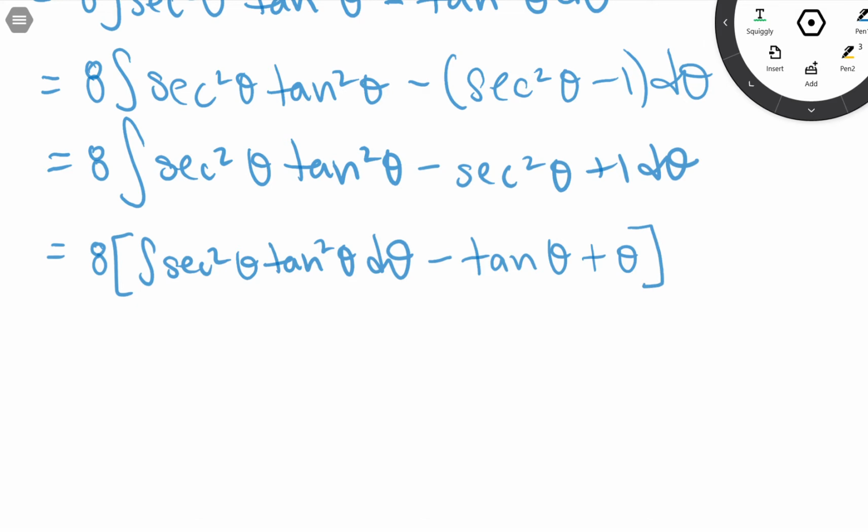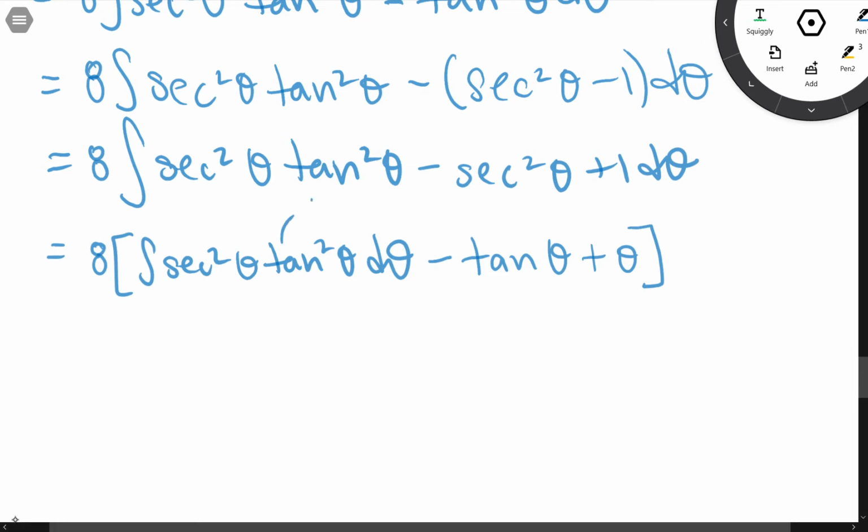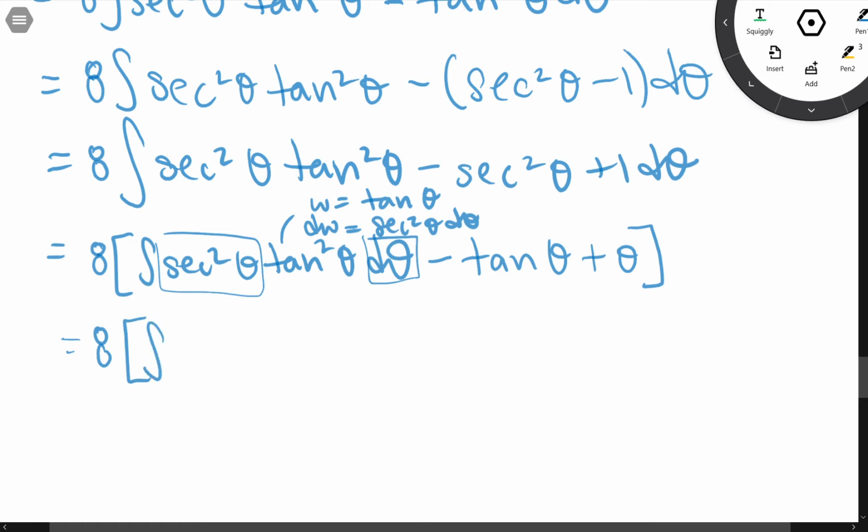But how the heck do I deal with secant squared times tangent squared? I know a lot of people would stare at that one and feel kind of stuck, but that's actually a rather nice one because the derivative of tangent is secant squared, so we can w-substitute our way out of it. So if I let w equal tangent theta, then dw is equal to secant squared theta d theta. So I can snag the secant squared and the d theta, and I can replace those with dw.